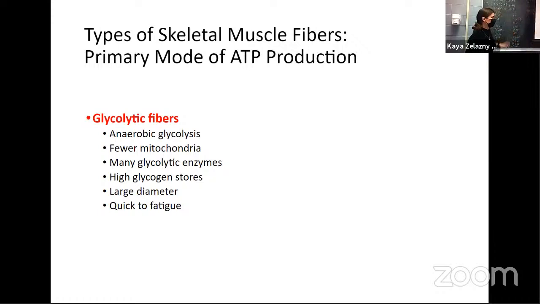These fibers are also going to have high glycogen stores, so they can rapidly get a bunch of glucose into that glycolysis process. And these last two take a little extra step of thinking to understand how that's related to glycolysis.